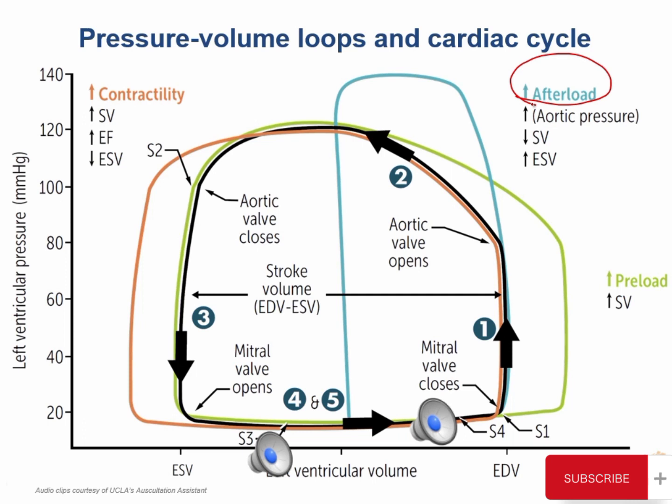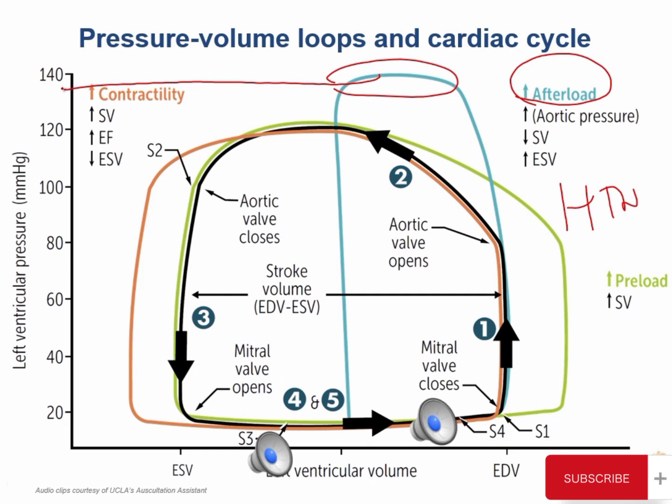We would see this situation in something like hypertension. The increased aortic pressure will require your left ventricle to contract harder to reach the pressure necessary all the way up here to swing open the aortic valve. Notice how the Y value is much higher compared to the other ones. We have to reach a higher ventricular pressure before we can open the aortic valve.